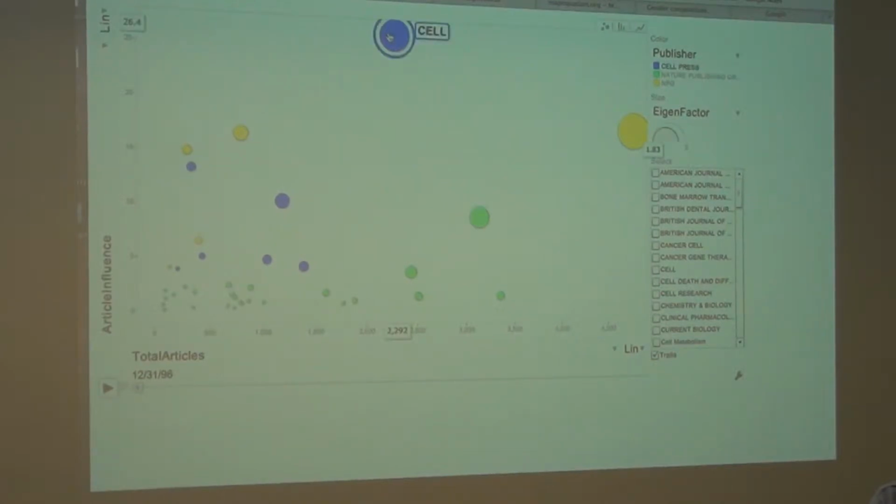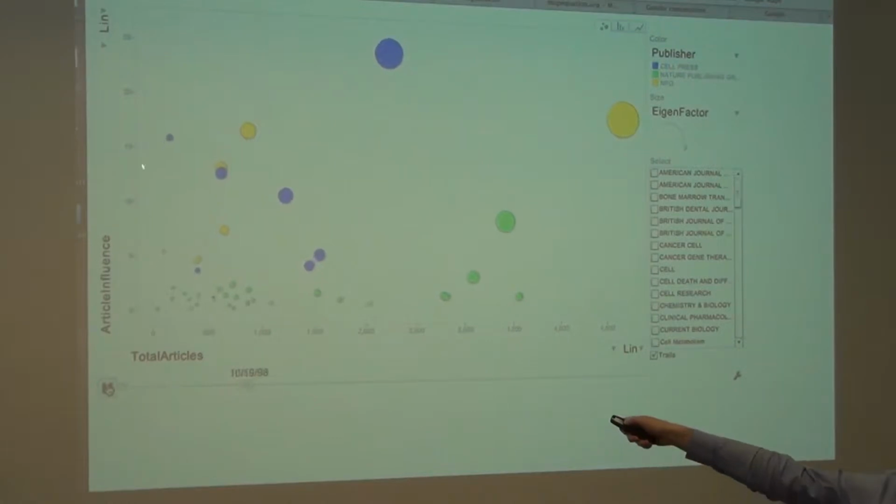There's Cell, which is one of the premier publishers in the area of molecular and cell biology. And then, of course, Nature. Nature is yellow and green. The only difference between green and yellow is this. Yellow circles from the same publisher have the word nature in it. The green ones don't have the word nature in it. So let's see what happens over time since 1997.